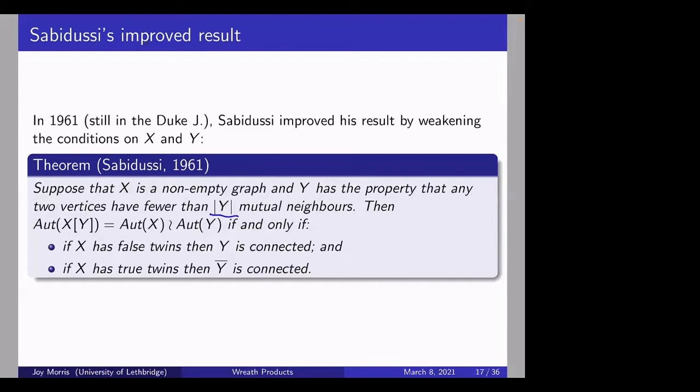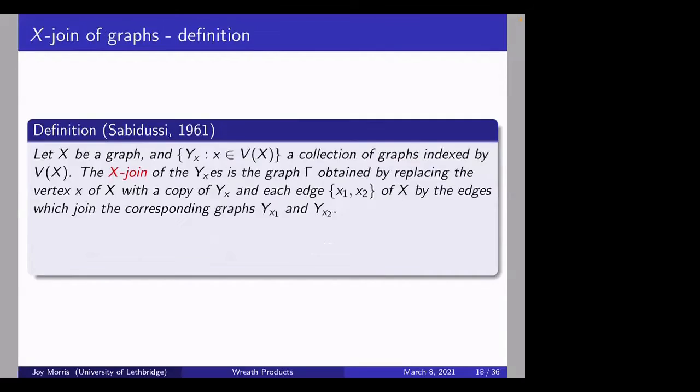The other thing Sabidussi did in this 1961 paper was he thought a bit more about this lexicographic product or composition that Harari had introduced. And he thought, why not generalize it a bit, right? In this product, we're blowing up X and then we're replacing each vertex of X with a copy of some fixed graph Y. Well, Sabidussi asked, why do we insist that we replace every vertex of X with the same graph? Why couldn't we replace it with a bunch of different graphs?